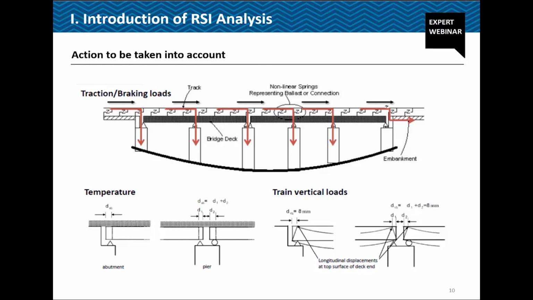And if there is a temperature loading, and due to temperature this girder shrinks or expands, because of that there will also be some additional stress and additional force to the pier as well. And if there is a vertical loading also, this girder doesn't have infinite stiffness, so based on the stiffness it will deflect, and this end of the deck will rotate, and because of this rotation there will be some displacement. This kind of thing we need to first understand before starting the RSI analysis.